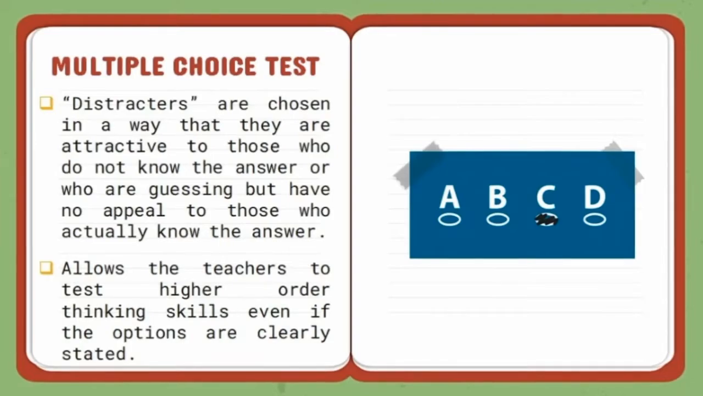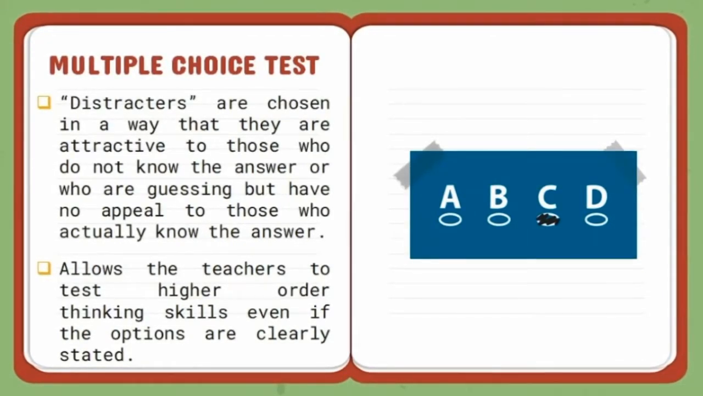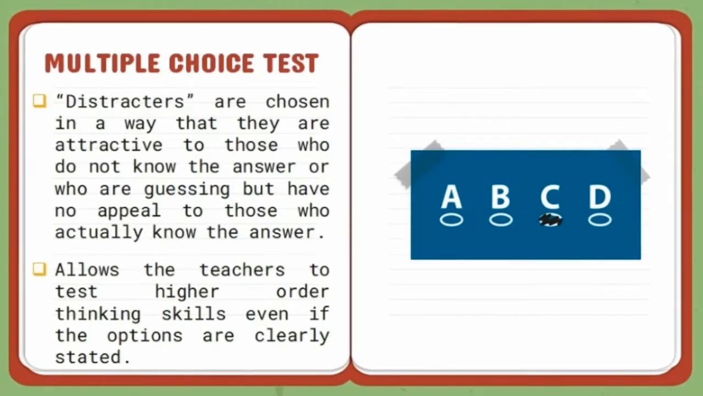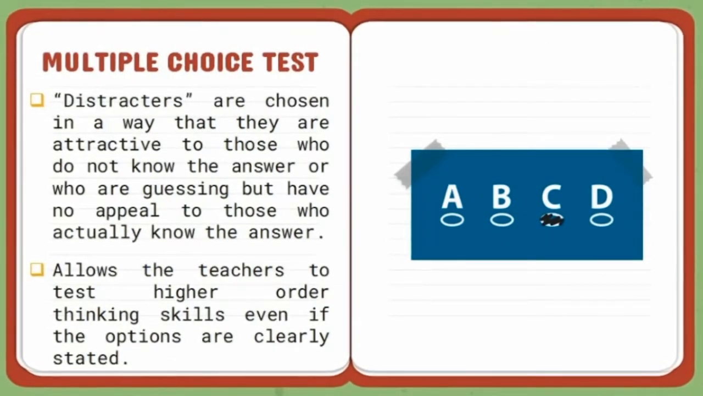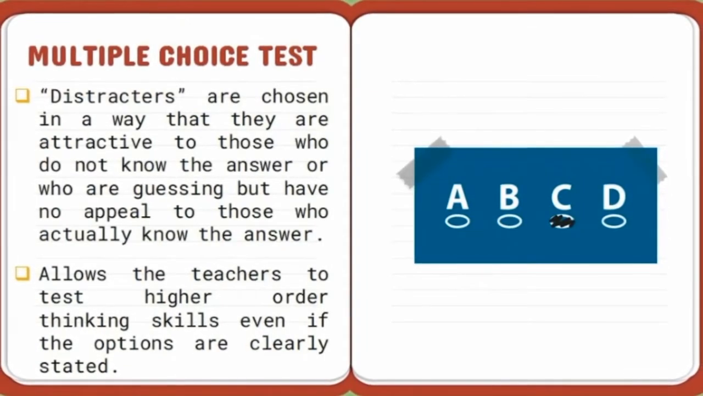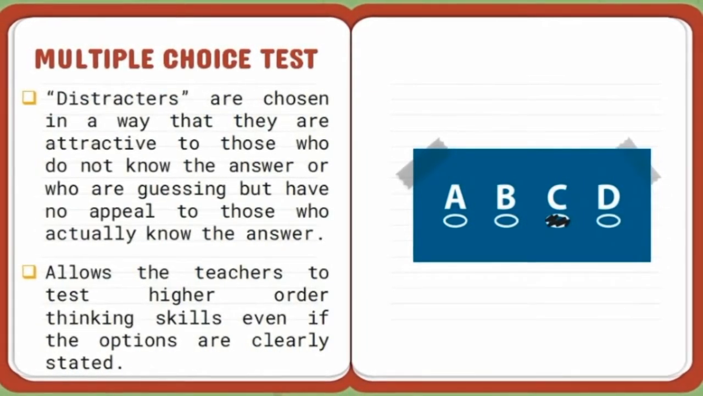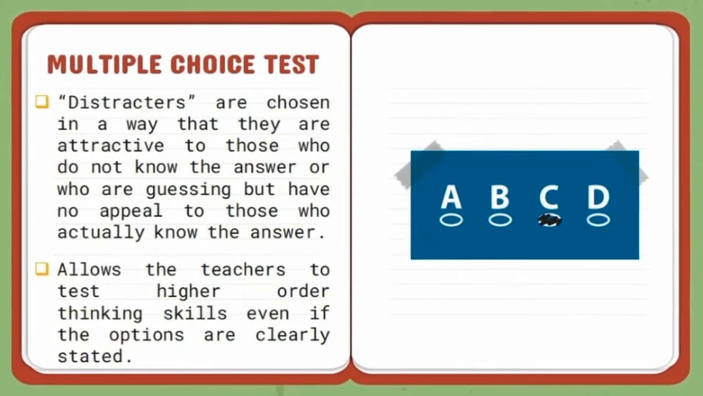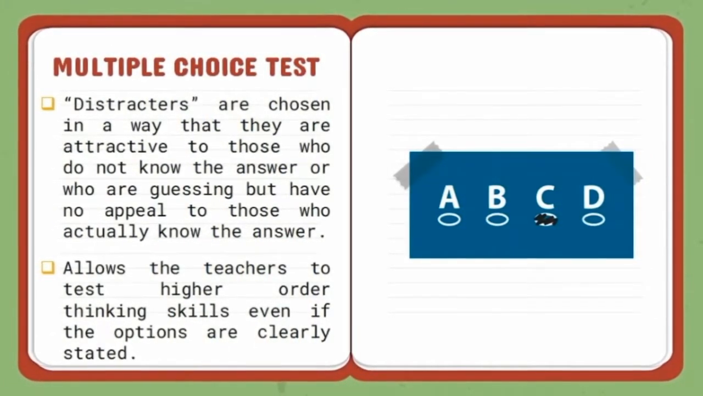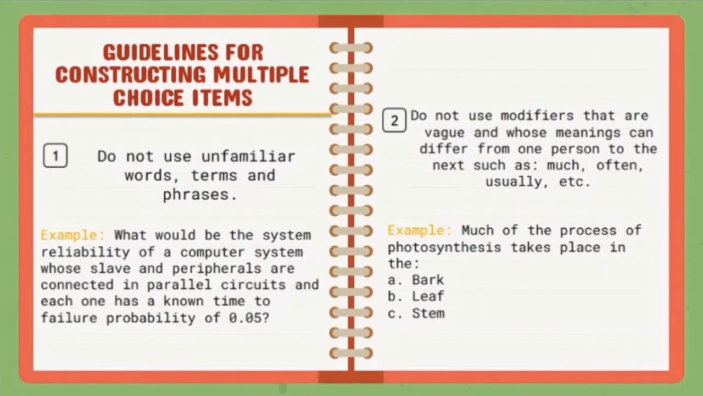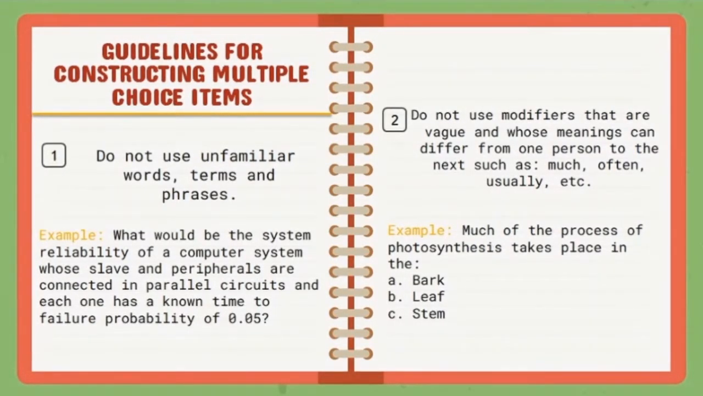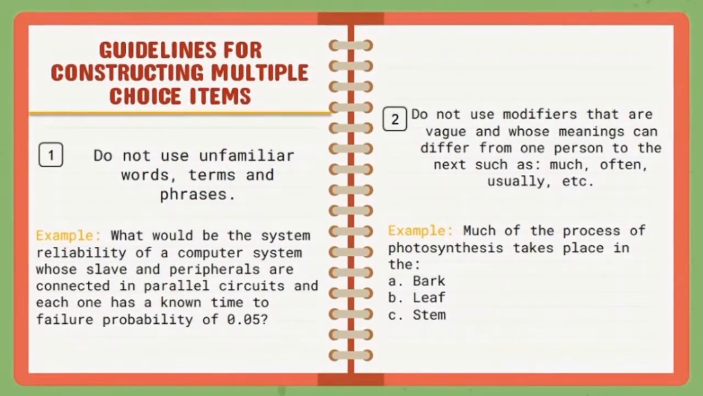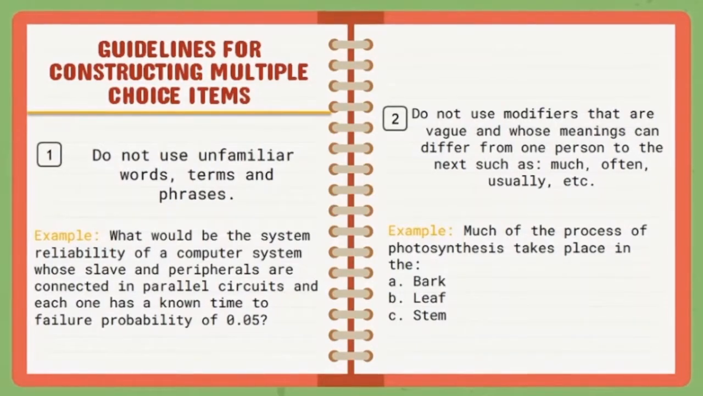Distractors are chosen in a way that they are attractive to those who do not know the answer or who are guessing, but have no appeal to those who actually know the answer. A multiple choice test allows teachers to test higher order thinking skills even if the options are clearly stated. There are certain rules of thumb to be followed in constructing multiple choice tests. So here are the guidelines for constructing multiple choice items.